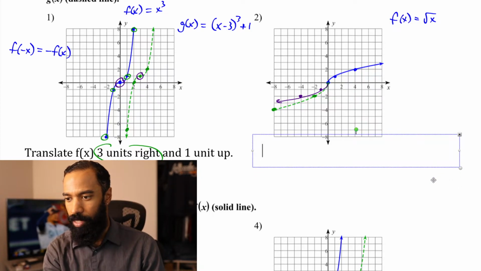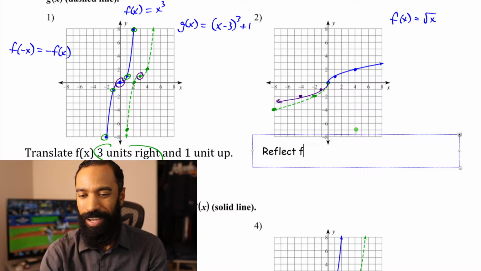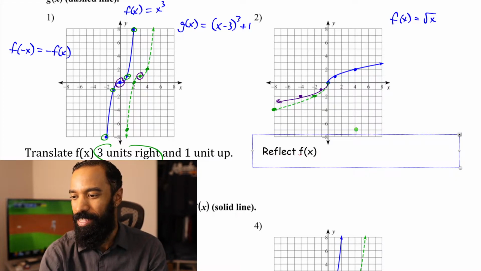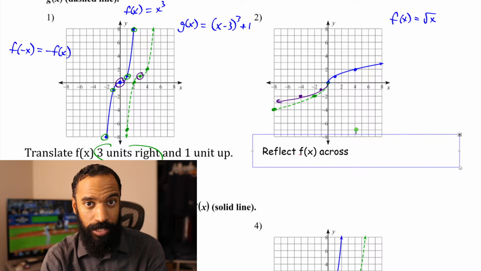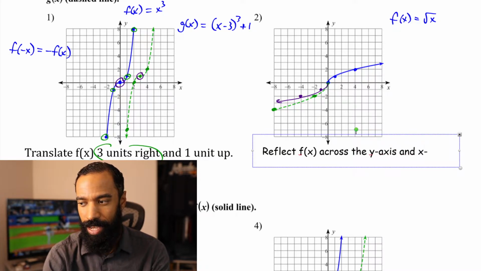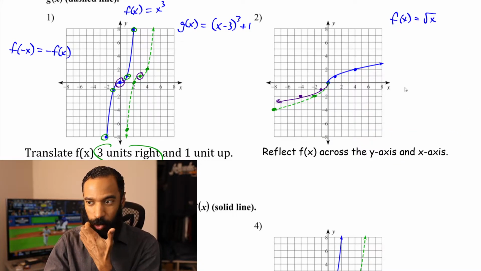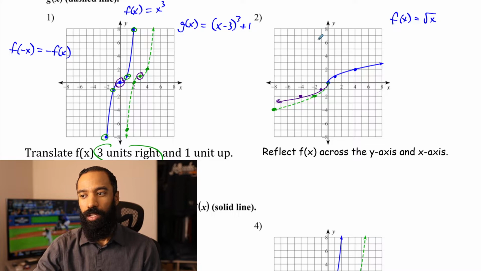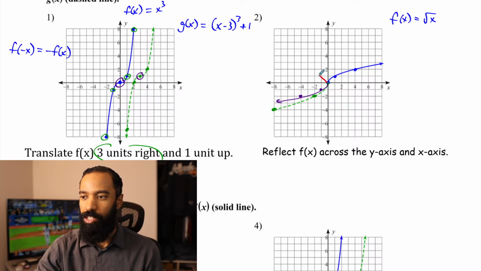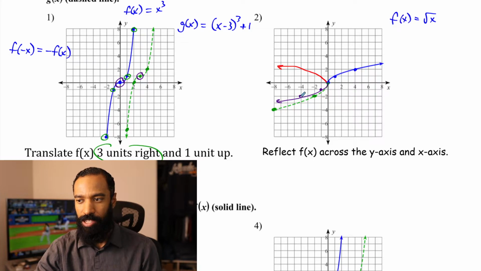I guess I have to shrink the text each time here. So I'd like to reflect f of x across two axes, the y-axis and the x-axis. By reflecting across them, it mirrors it in such a way that it goes from right to left like that, and then it goes from up to down like that. Reflect across the y-axis, boom, boom, and then reflect across the x-axis, boom, boom.